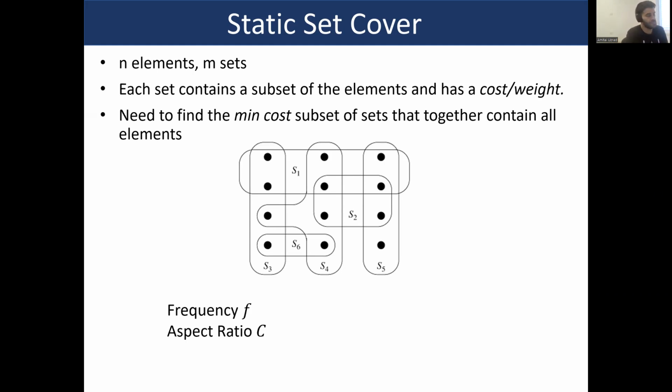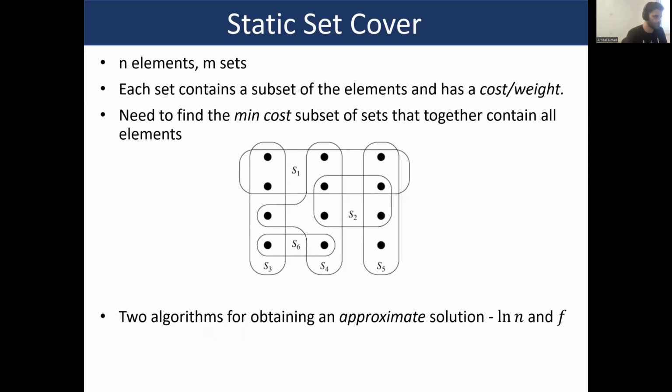We have the frequency f, which is an upper bound to the number of sets that can contain any element. And we have the aspect ratio C, which is the ratio between the most expensive set and the cheapest set. We normalize the weight such that the most expensive set has weight 1 and the cheapest one has weight 1 over C. So there are two algorithms for obtaining an approximate solution in the static case.